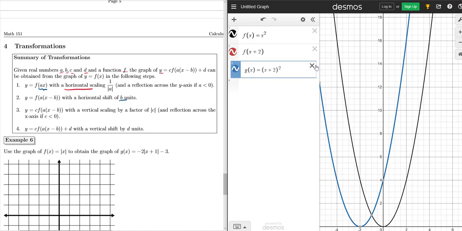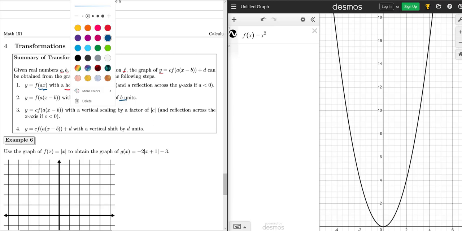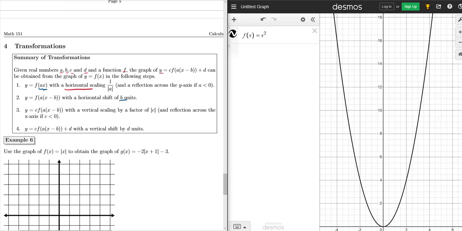Okay. All right. So now let's take a look at another transformation, and that is the transformations that are occurring outside the parentheses. And those ones are a little bit more straightforward because there's no doing the opposite. We're doing exactly what the numbers tell us to do. So let's take a look at the example here where we have y equals c times all the previous changes, f of a times x minus b.